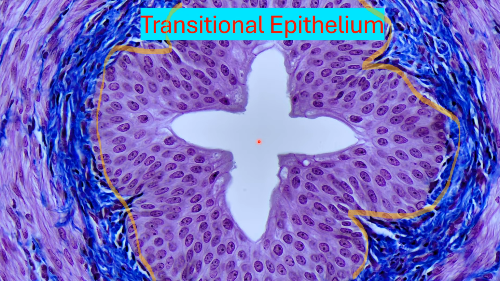So if there is urine flow through there, this space opens up. These cells at the surface, they have to change their shape. We have transitional epithelium.